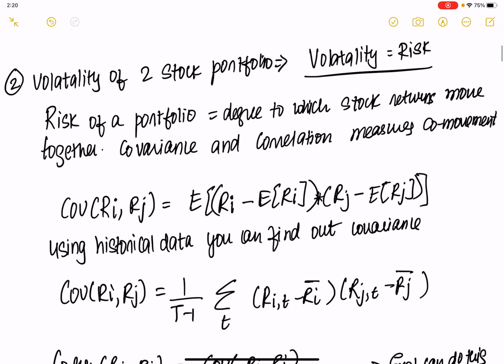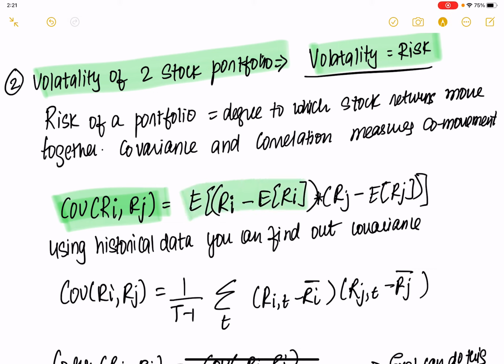If you want to find the volatility of a two stock portfolio, volatility again is risk, right? We saw that in the previous chapter. You can find the risk using beta, but you can find beta using correlation. You can find correlation using covariance. So how do we find covariance? Covariance of two stocks is the expected return and standard deviation, the expected return of the stock subtracted by the expected return.